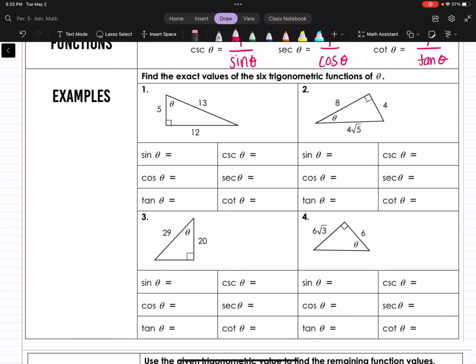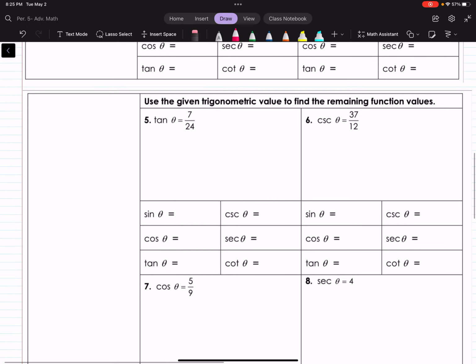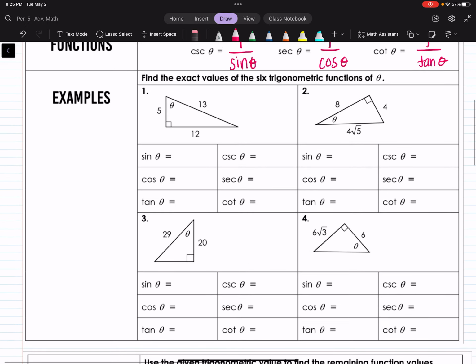Actually, no, I probably won't do two. I'll probably do number one because that's the super easy one. And I'll probably do four here just so that you guys can get a little bit more complex, and then we'll do some of the other ones. So on this first one, let's start with number one.